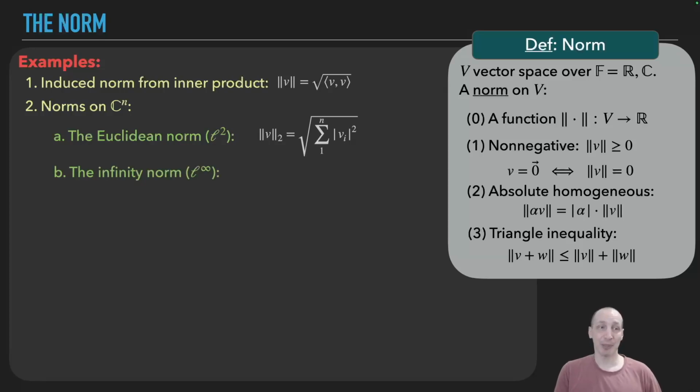The second example is called the infinity norm or the L infinity, and it is just the maximum of the absolute value of the coordinates. Okay, so we have these two norms, and we differentiate between them by adding the subscript of 2 and infinity. And the second norm, this L infinity norm, is not induced by an inner product. Right? The L2 norm is of course induced, the second norm is not induced.